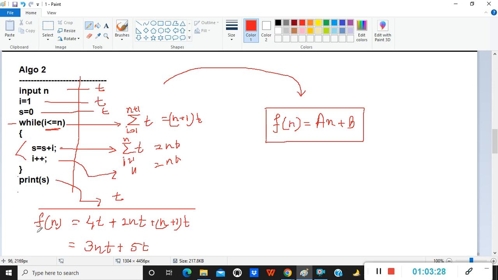So all these types of algorithms, where you will have a loop like this and no recursive function, can be treated as a function like this, a function of n, an plus b. This is a linear function. Why is it called a linear function? Because n has no power, no exponent, and nothing else.